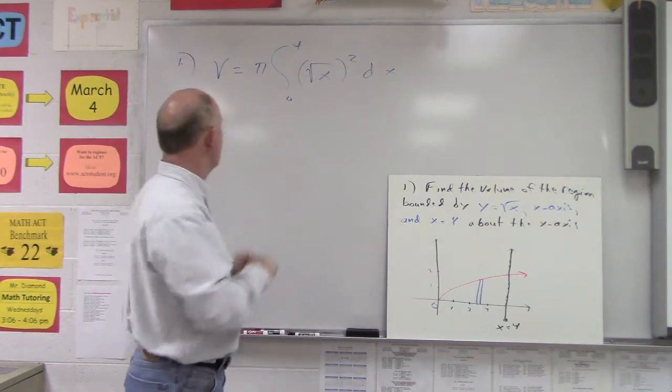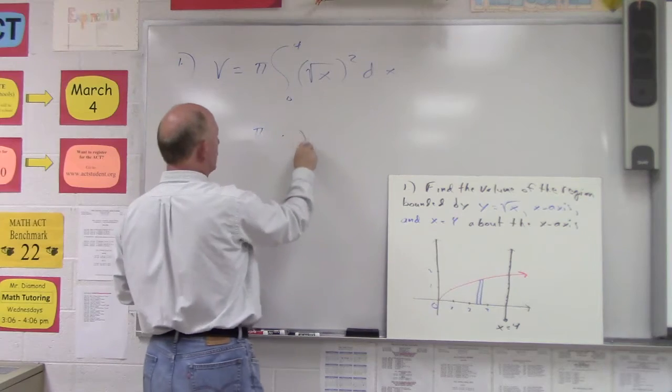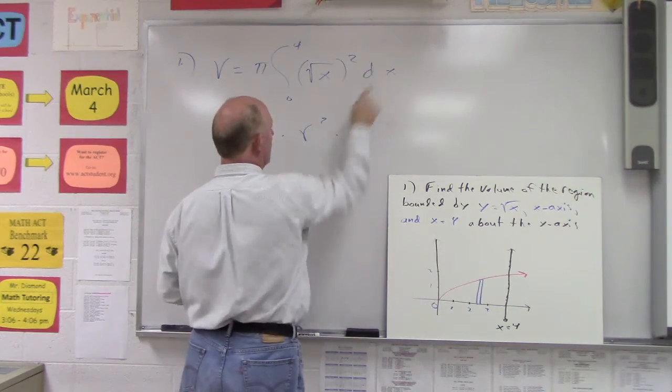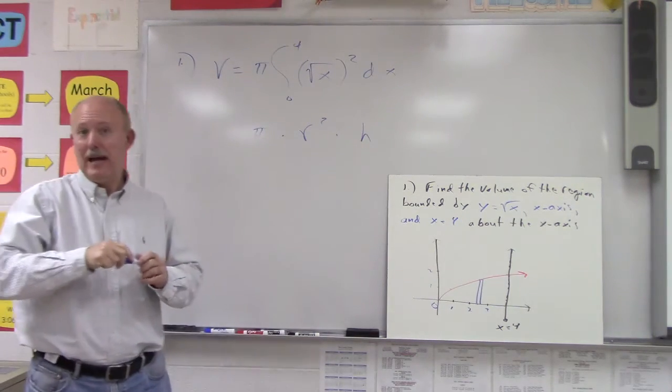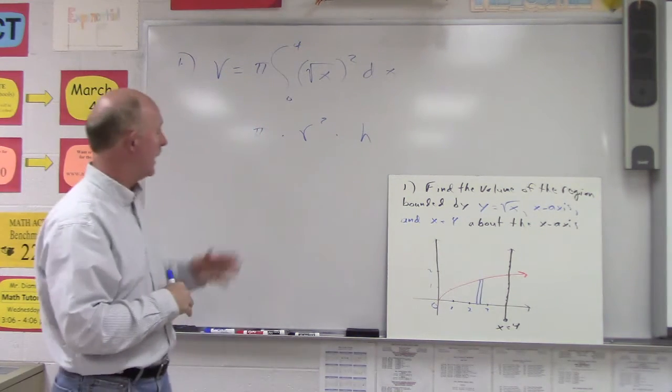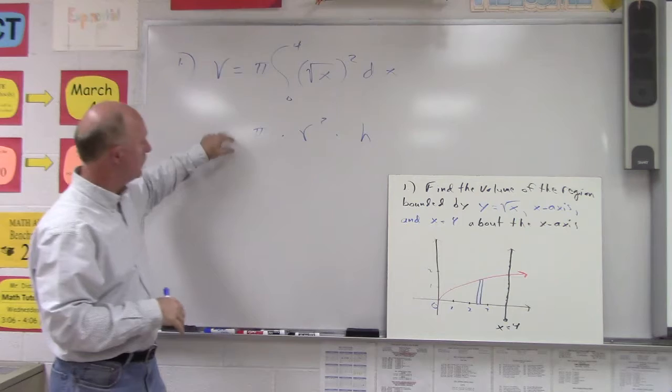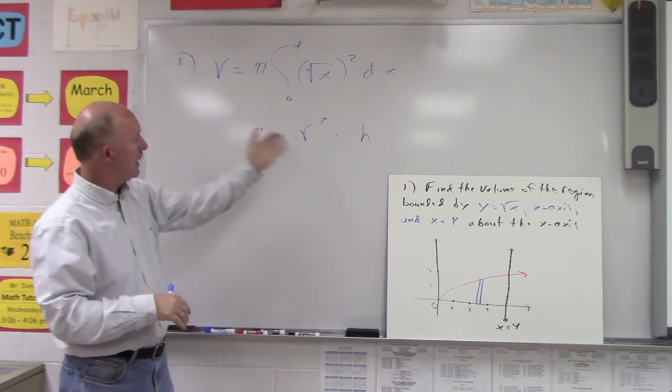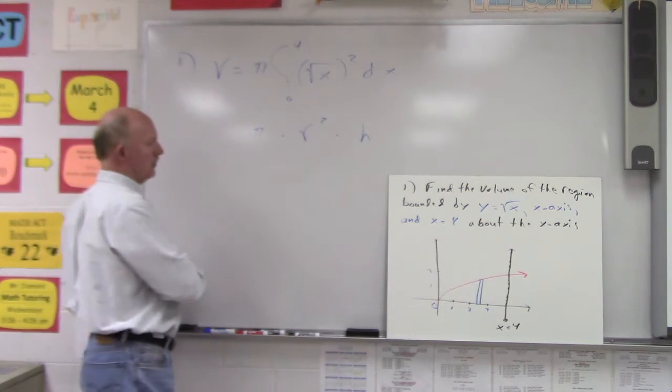Once again, as you set your integral up, think of the volume formula for a right circular cylinder: pi times the radius squared times the height, where you imagine dx as being the height. So just remember pi times the radius squared times the height. If you can remember the volume formula for a cylinder, you set up your integral pretty much along that same line.